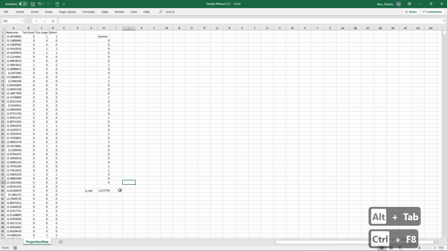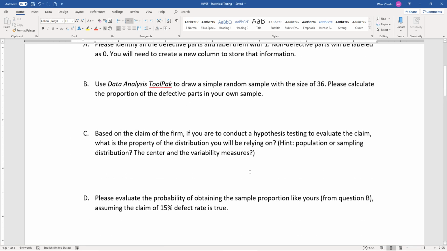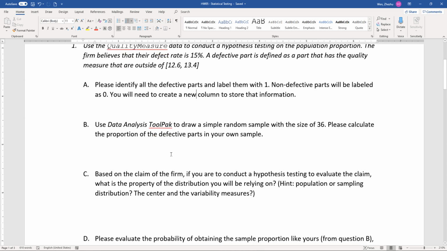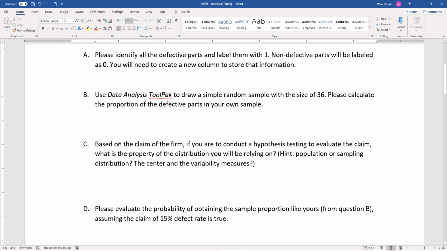What is the likelihood of obtaining this type of sample, assuming the hypothesis is true? A lot of things will be determined by the default claim, but I will leave the rest to you to figure out. I think the most difficult part in this problem is flagging the defect parts and then figuring out which probability to use. I think you're good with this.